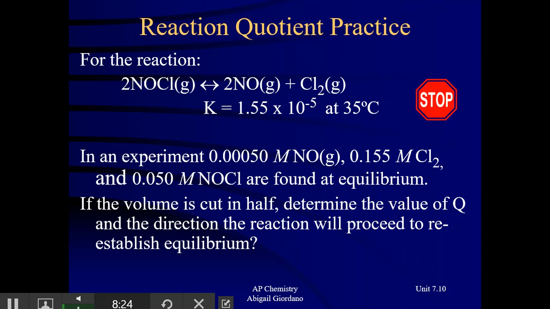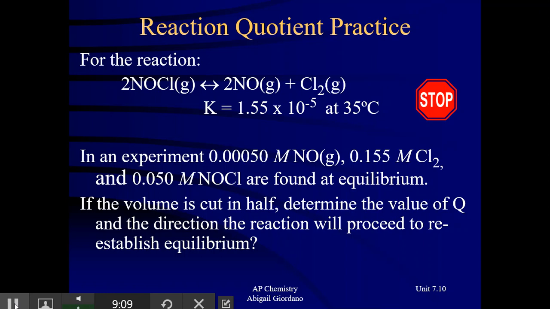Okay? The next part says if the volume is cut in half, determine the value of Q. That's the first part. Solve for a value for Q and the direction the reaction will proceed to reestablish equilibrium, because that's what Le Chatelier's principle tells us. If we disturb the reaction, disturb the equilibrium, equilibrium will always be reestablished. It's our job to determine what direction that will be. Okay, so pause the video, see if you can do this. All right, let's see how you did.